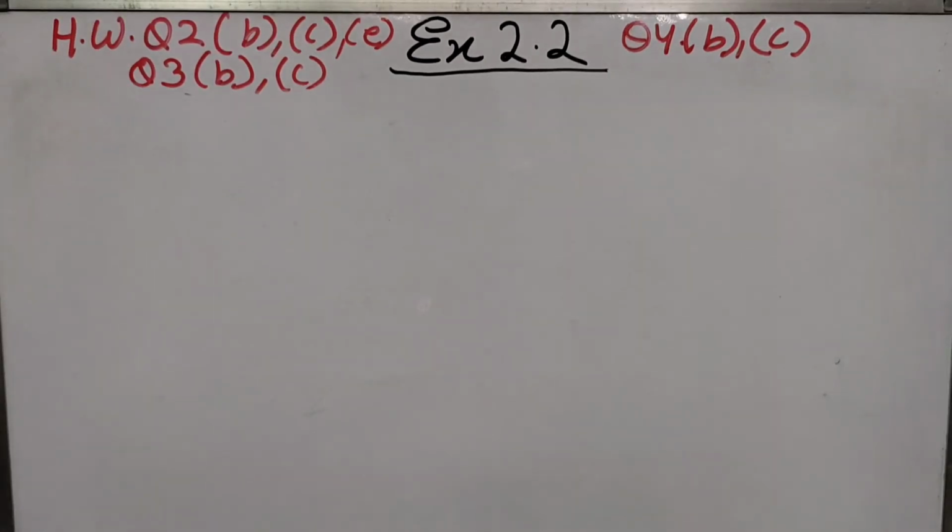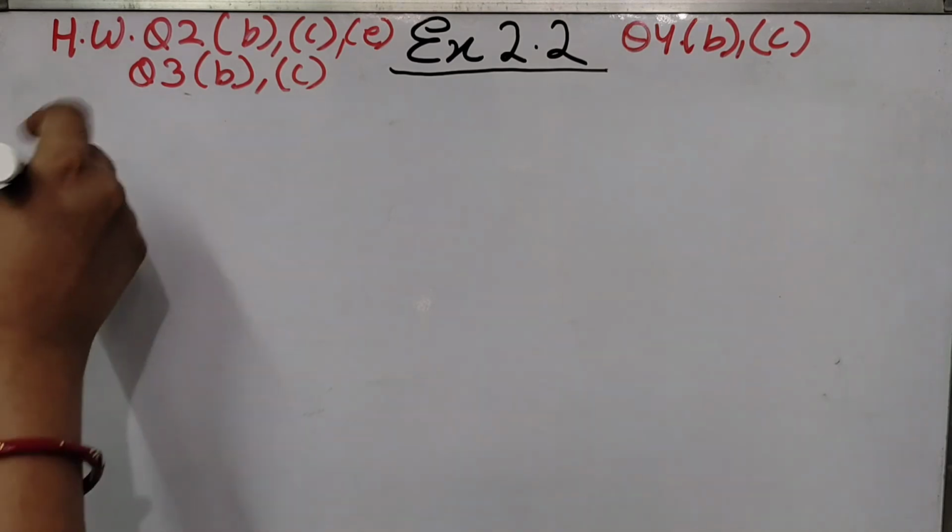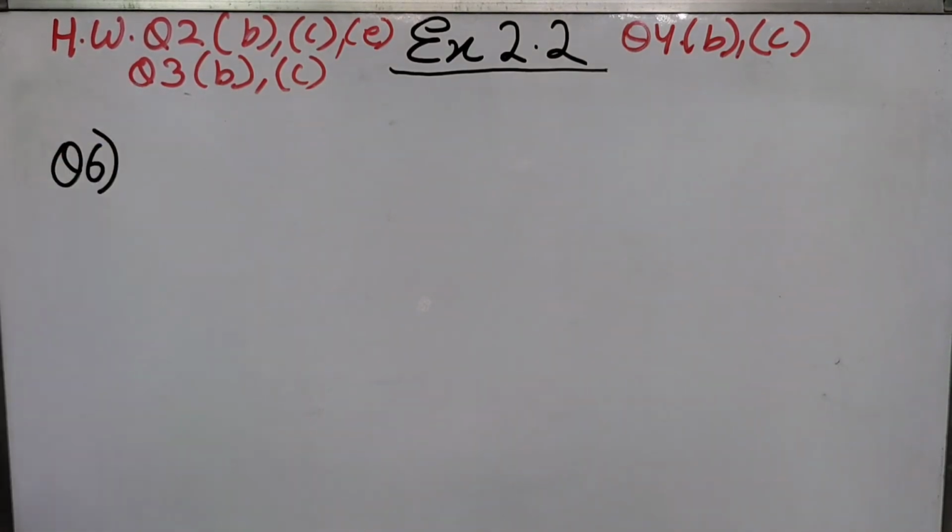Next is question number 6. Question number 6 is, a vendor supplies 32 liters of milk to a hotel in the morning and 68 liters of milk in the evening. If the milk costs rupees 45 per liter, how much money is due to the vendor per day? It is similar to question number 5.